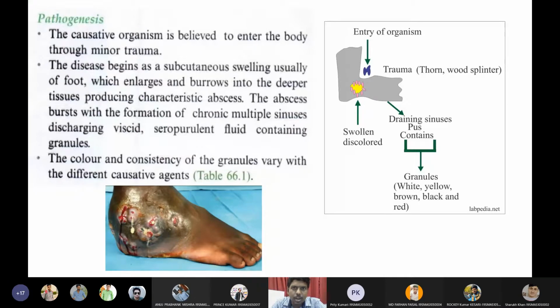It started with an abscess or a cut, or a small wound on the foot. From this small wound, the spores entered, it caused swelling, it caused tumor formation, it enlarged, then it burrowed deep into the tissue, it formed abscesses, it formed sinuses, and it started discharging mucopurulent viscid pus from the abscess. Okay, so this is the pathogenesis of mycetoma.